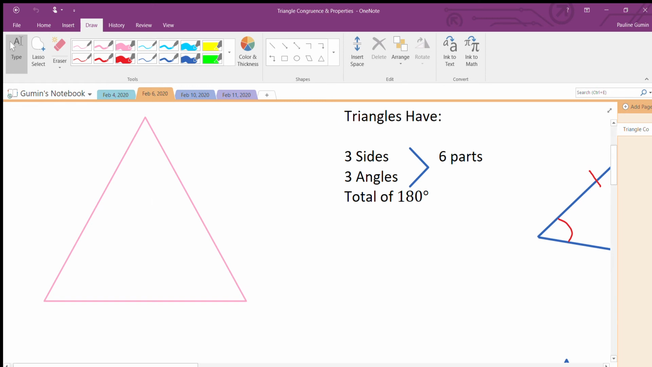Hello everyone! Let's talk about triangle congruencies and some triangle properties. First, let's review some properties of triangles. Now this might sound a little silly going over, but let's go over it anyways.